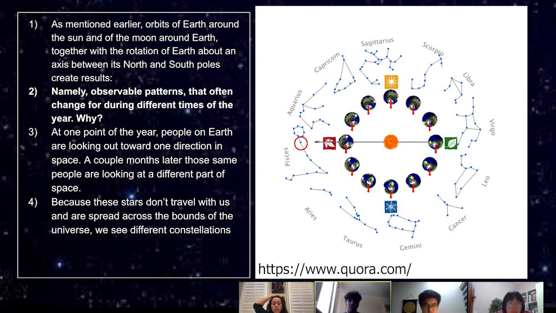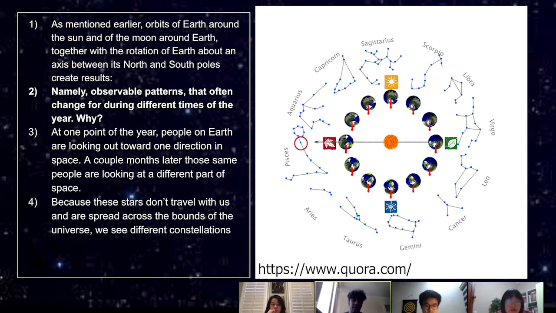As Huang mentioned, orbits of the Earth around the Sun and the Moon around the Earth, together with the rotation of Earth about an axis between its north and south poles, create results, namely observable patterns that often change for different times of the year. Notice how at a particular time there is a side of the Earth facing Orion, and at a different time, the side is facing Leo.